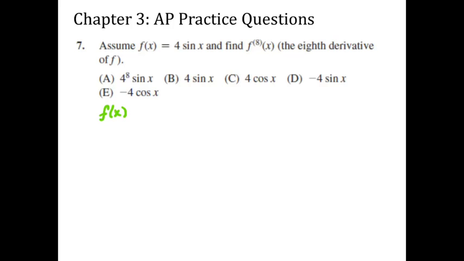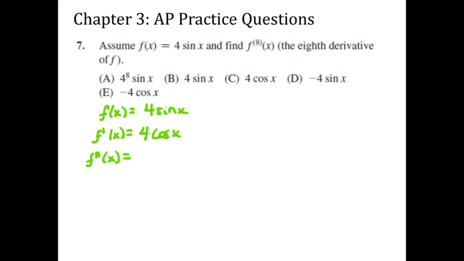Well, I'm going to start out with just writing my function down here, 4 times sine x. So let's find the first derivative. That 4 is just a constant being multiplied by the function, so that's going to stay. And then the derivative of sine is cosine x. All right, let's move on to the second derivative.